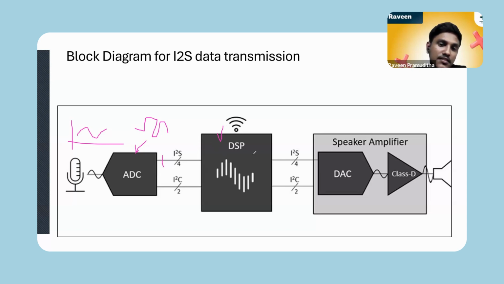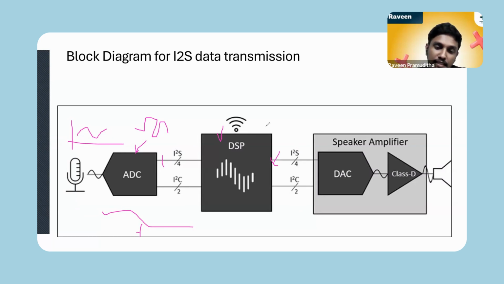Then we can process this audio signal using digital signal processing or other kinds of processing. So this is the transmitter side of I2S communication. After that, if we want to give some audio output from the microcontroller, we can also use this I2S interface for transmitting audio signals.